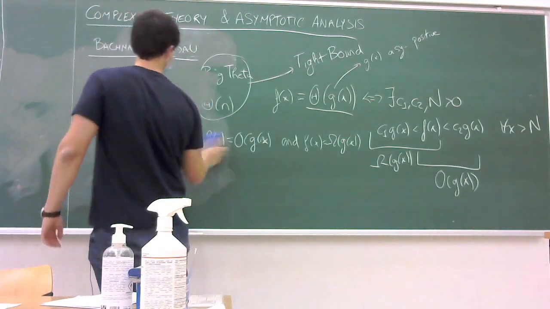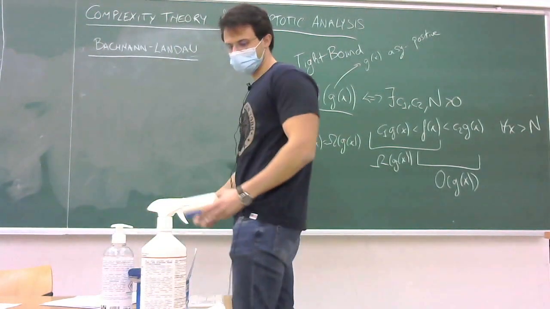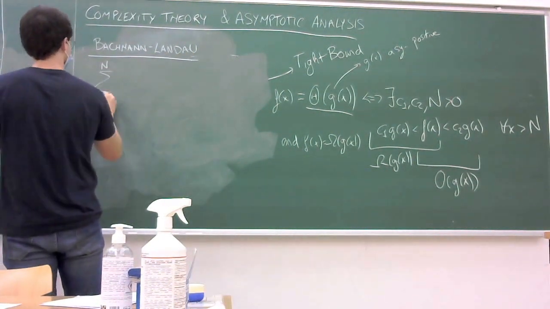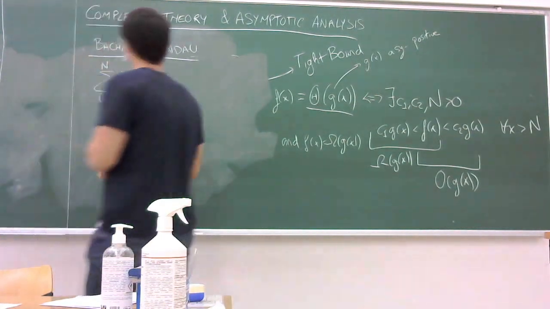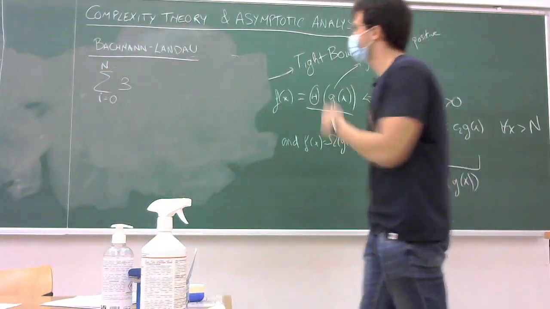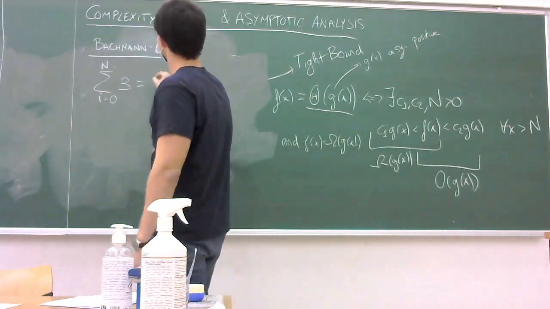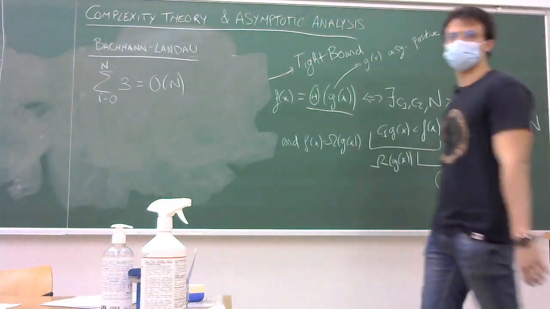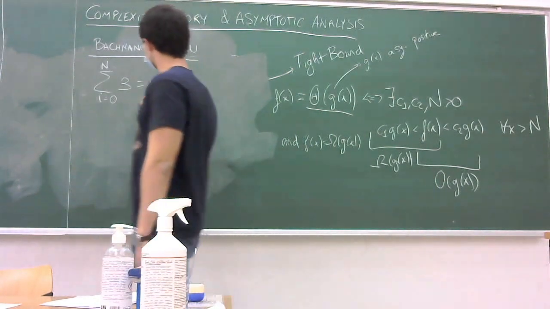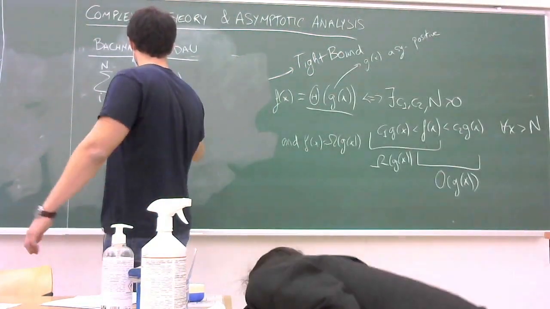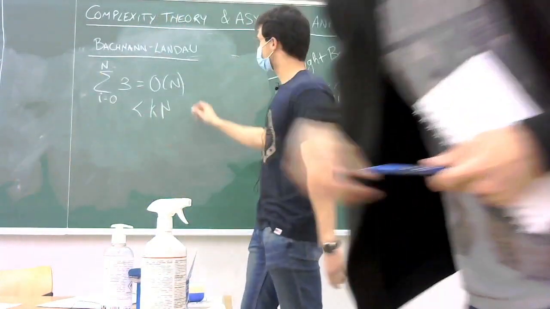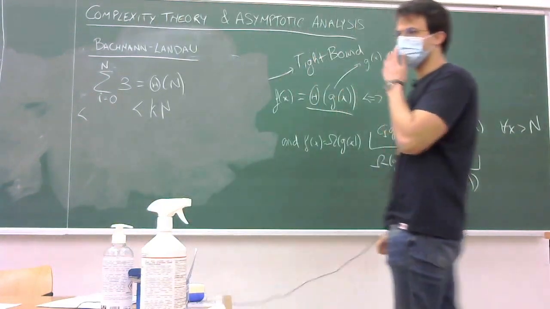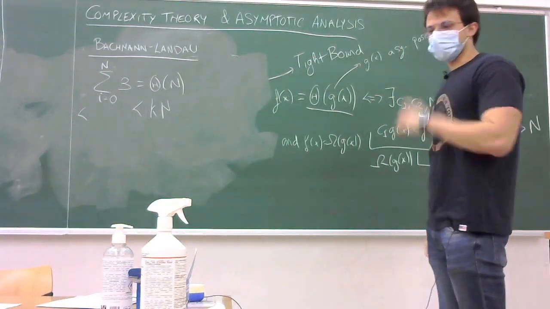So for example, if I have something like this, what is the bound for this? It's going to be O(n). And how do I know that? Because I can easily upper bound this, let's say, by a big constant times n. And also, in particular, I can lower bound it. So this is going to be in the exact bound of the linear class.